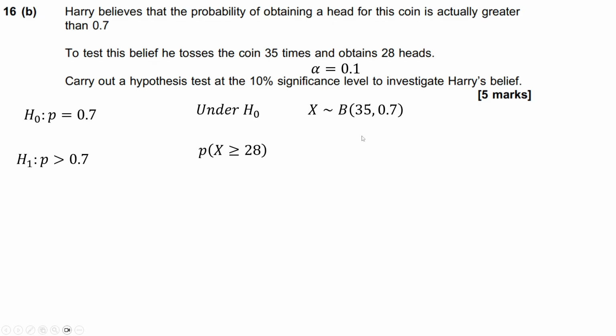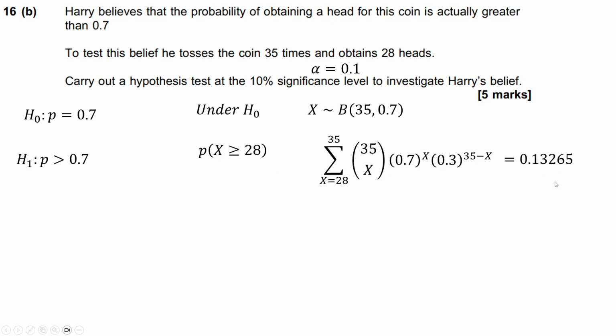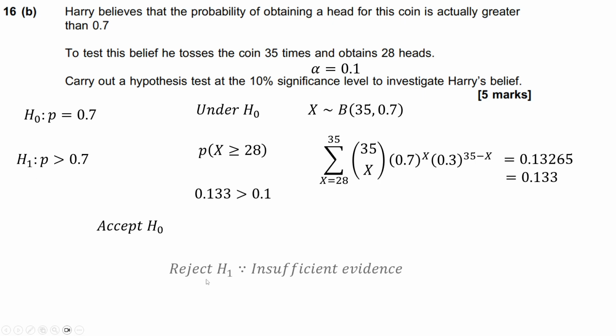You could just put this into your calculator, but if you want to know how you actually calculate this, you start at X equals 28 and go up to 35, because it's greater than 28 but inclusive. If you calculate that, you'll get 0.13265, and then you can round this to 0.133. You are allowed to round it here. You get this in the markscheme, that's fine. We compare this to the significance level, and because it's greater than the significance level, we accept the null hypothesis and reject the alternative one, because there's insufficient evidence to say that it actually is greater than 0.7.